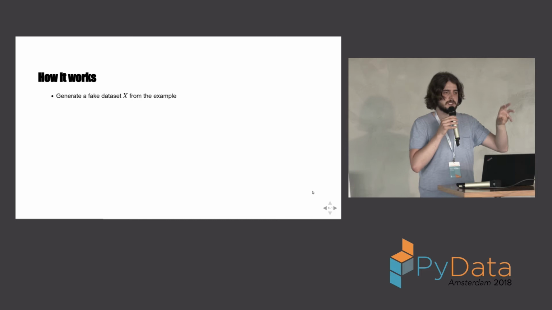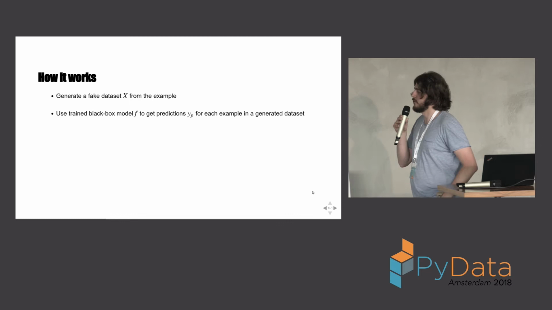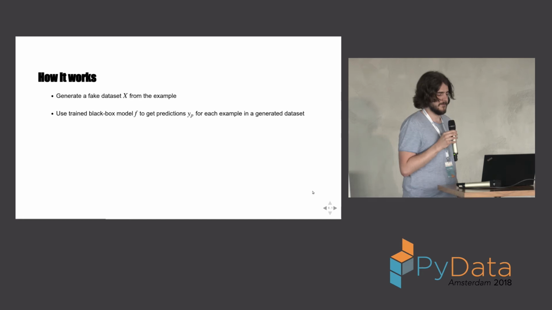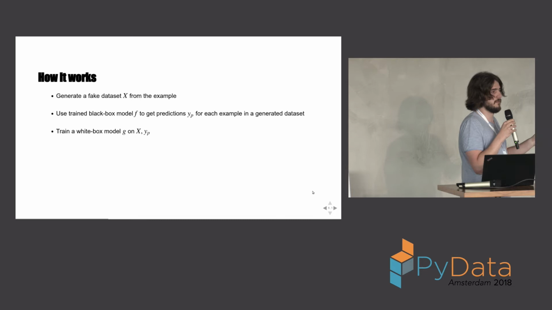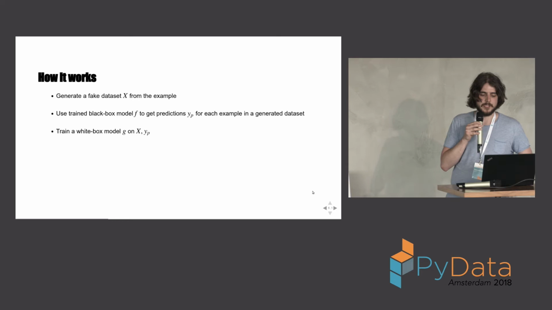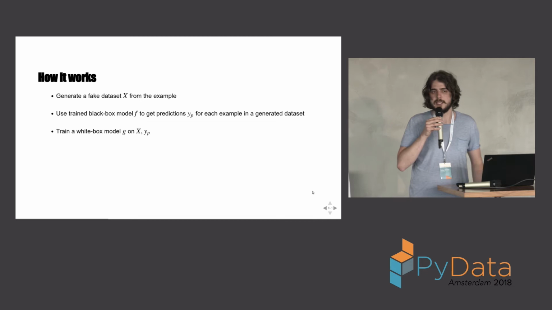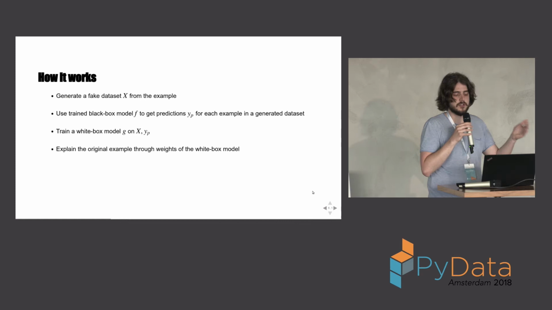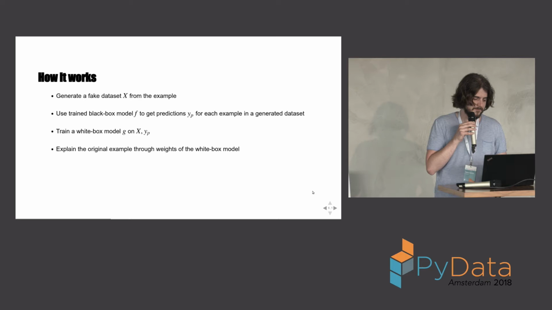Then you get the predictions from your trained black box model on the fake data set. Okay? With these predictions, you now train a so-called white box model, like the model you want to use to explain your complicated model. You take the X, the fake data set, as training data, and the predictions of your black box model as the labels, as the targets for your white box model. And then, of course, you use the white box model to explain your black box model.